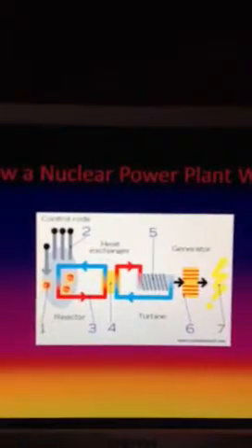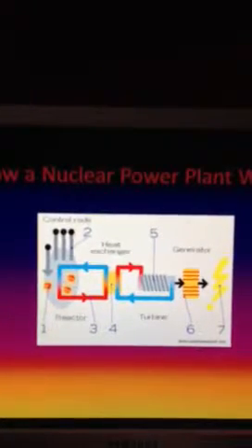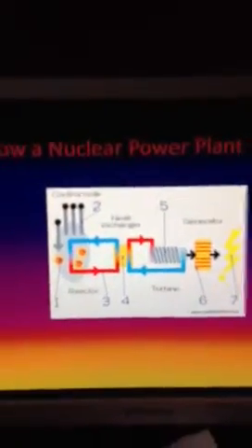As the steam blows past the turbine's vanes, they spin around at a high speed. The turbine is connected to an electric generator which produces electricity that goes to your houses, shops, offices, and businesses.